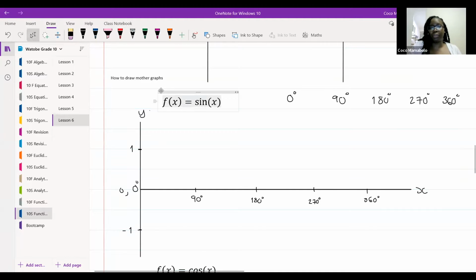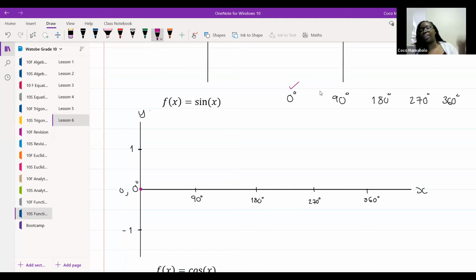Let's draw the mother graph of sine x. We're going to go to our calculator and type in sine of, and we're going to replace x with 0. So go to your calculator, type in sine 0, give me an answer. Good. Sine of 0 gives us 0. So at sine of 0 degrees, my y value is also 0. Cool. That's 0 degrees done.